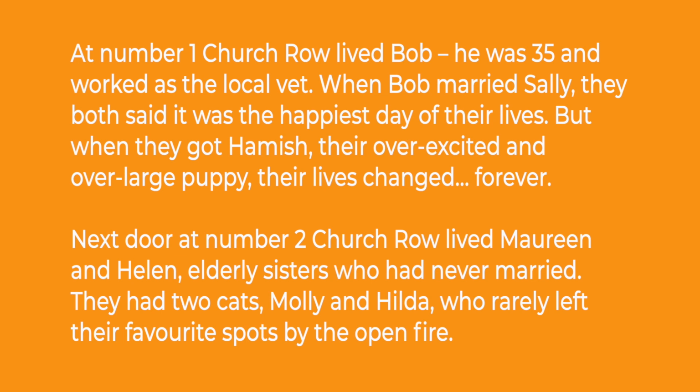So at number 1 Church Row lived Bob. He was 35 and worked as a local vet. When Bob married Sally, they both said it was the happiest day of their lives. But when they got Hamish, their overexcited and overlarge puppy, their lives changed forever. Next door at number 2 Church Row lived Maureen and Helen, elderly sisters who had never married. They had 2 cats, Molly and Hilda, who rarely left their favourite spot by the open fire.